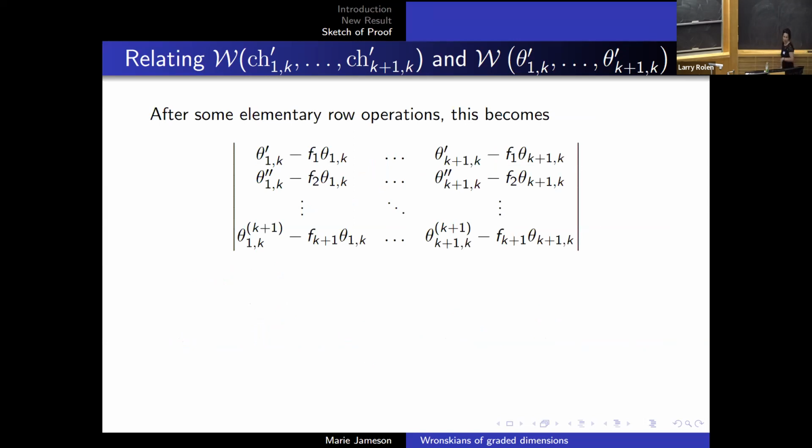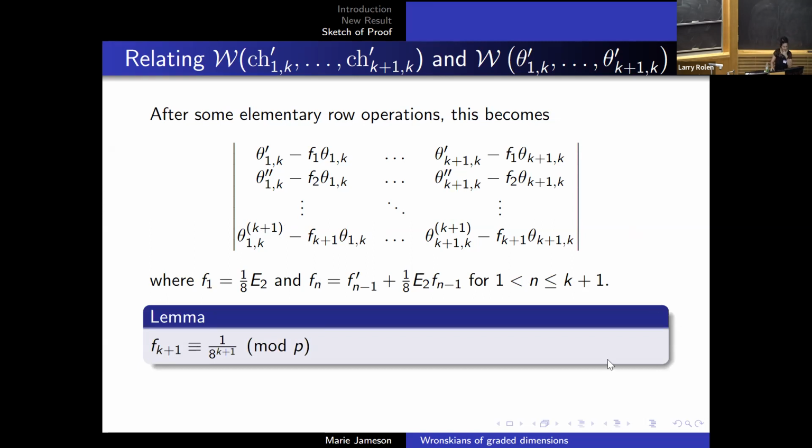And so I'll end up with a new matrix that has the same determinant, because I'm just doing elementary row operations, sophomore linear algebra style. And I end up with this thing where every entry in the matrix looks like some ith derivative of theta minus some other multiple of theta, where these f's are quasi-modular forms that I can describe using this recurrence in a really succinct way. Okay, so now I've just restated what I need to do in terms of this statement.